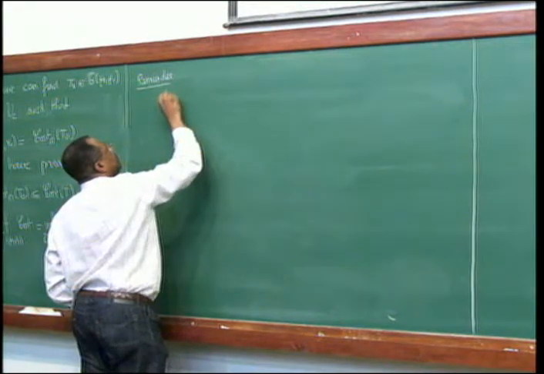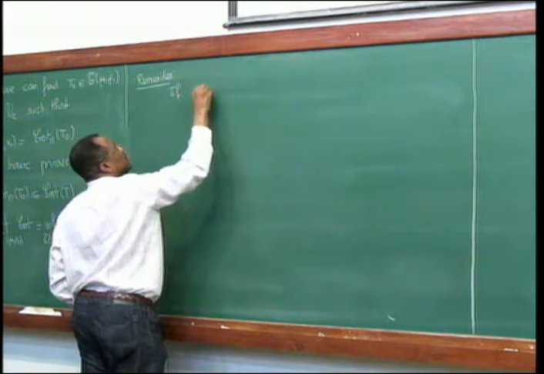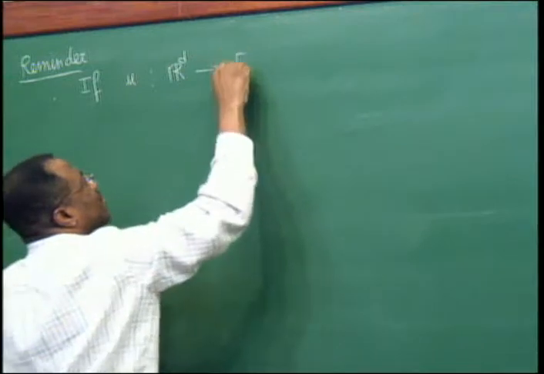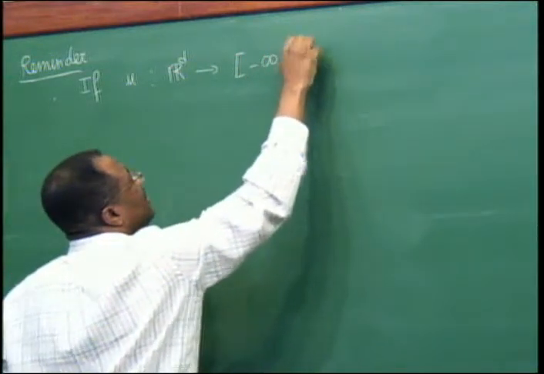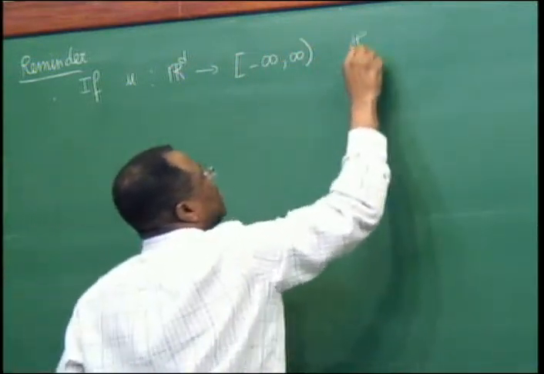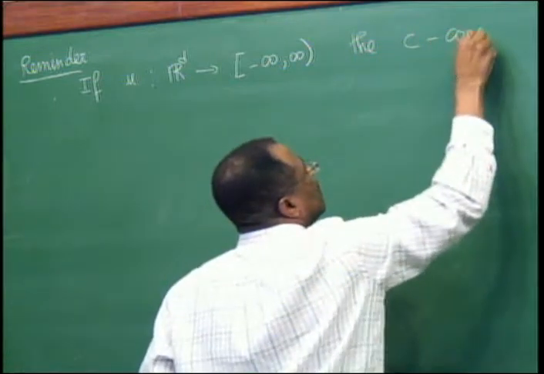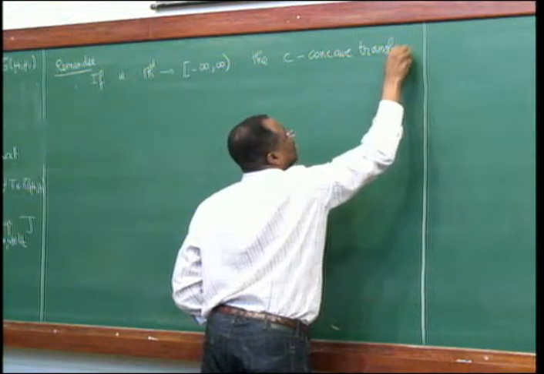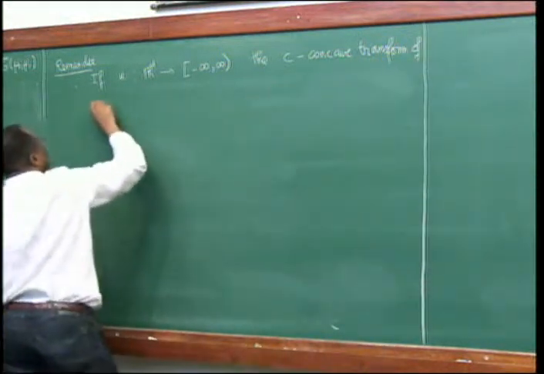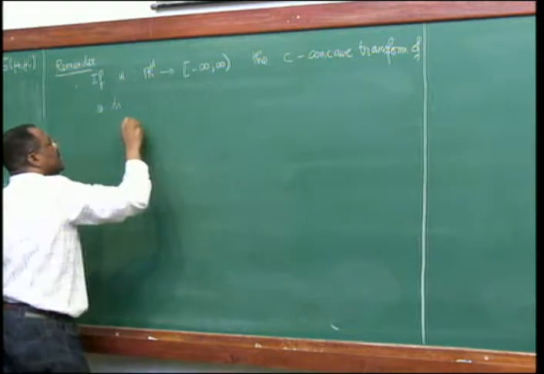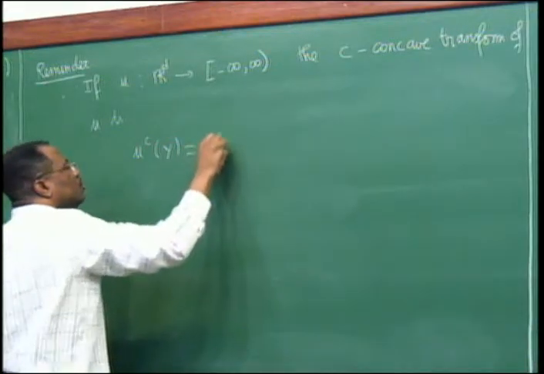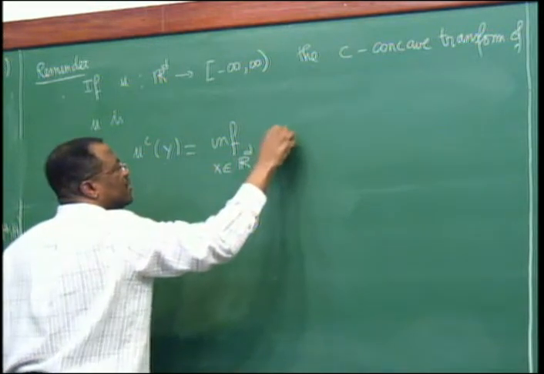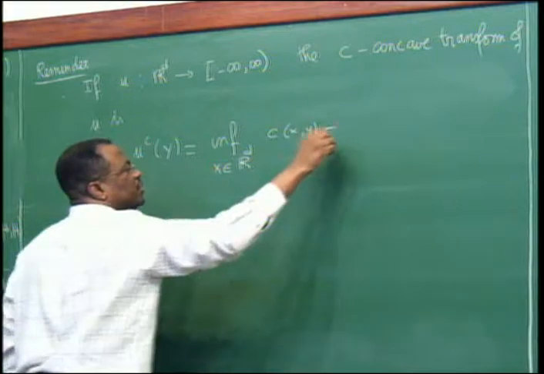First, if u is from R^d to negative infinity plus infinity, the c-concave transform of u is u^c(y) equal to the infimum over x in R^d of c(x,y) minus u(x).